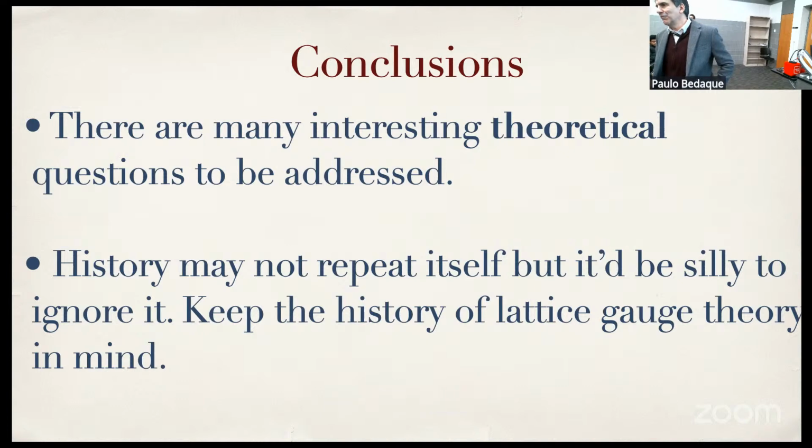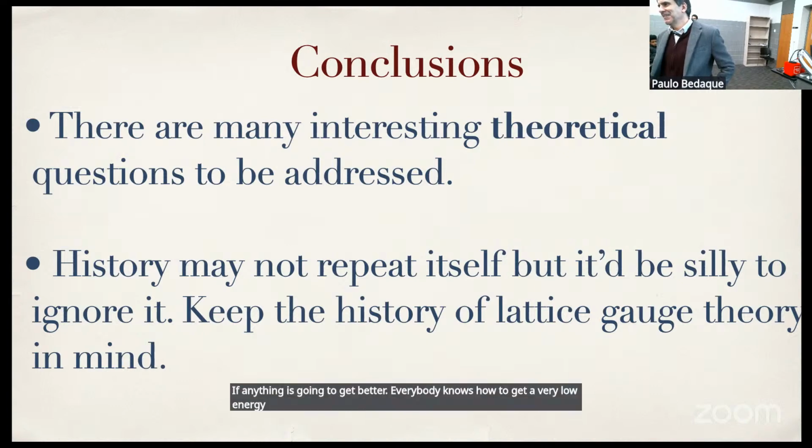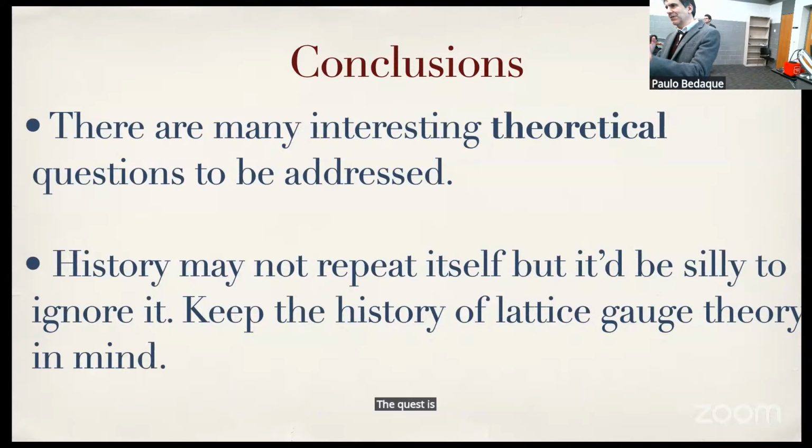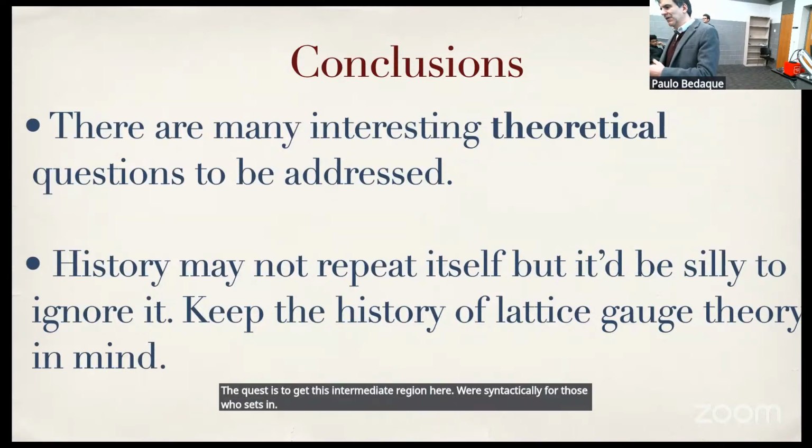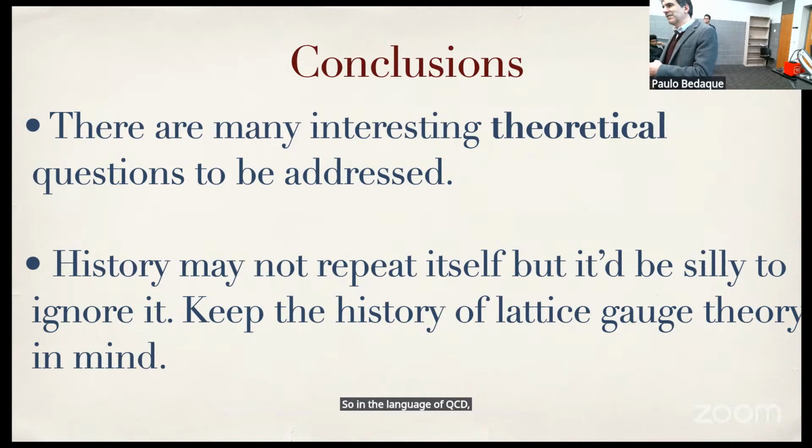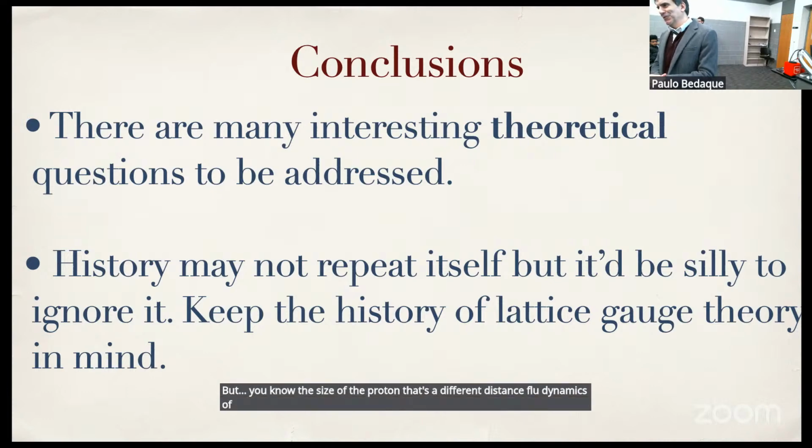Everybody knows how to get the very low energy stuff right. The quest is to get this intermediate region here, where asymptotic freedom sets in. So in the language of QCD, it would be a length scale of the size of the proton, or smaller than that. Not the cutoff. The cutoff is non-universal, but the size of the proton, that's a different distance. Fluid dynamics of water, that's also made of protons and neutrons, that's easy.